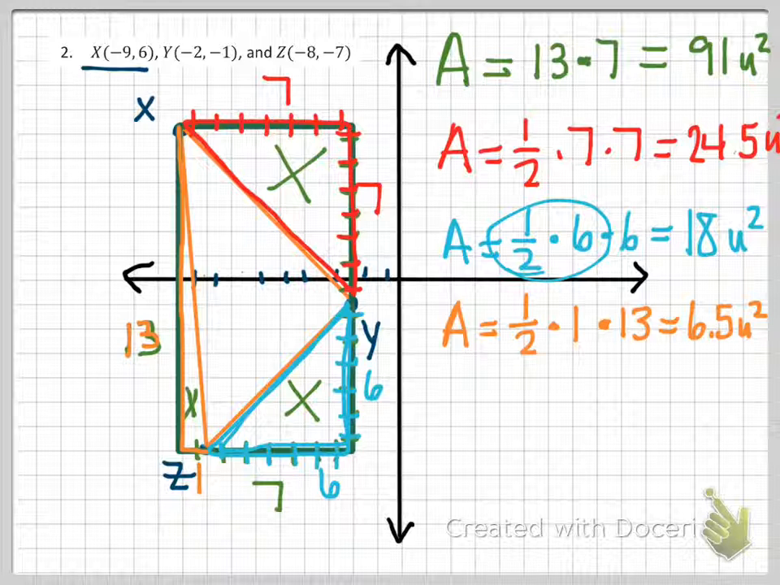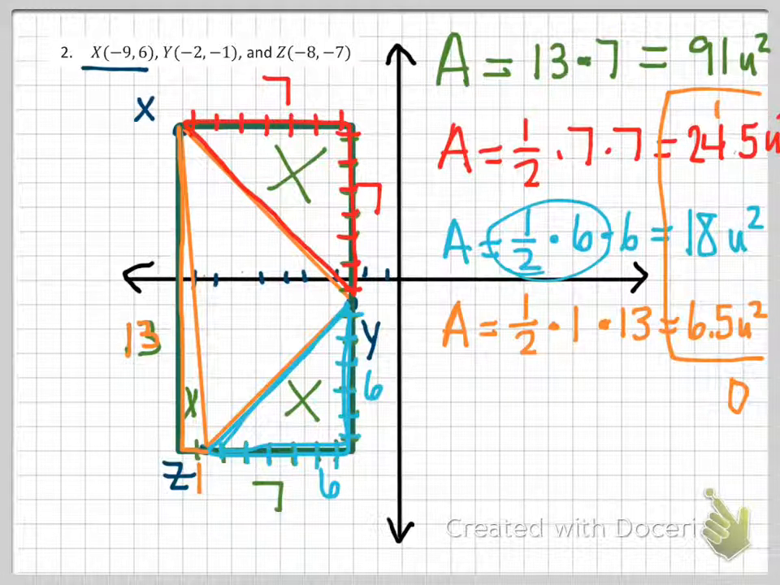All right, I need to add these 3 up and then subtract them from the area of the rectangle. So if I add 24.5, 18, and 6.5: 5 and 5 is 10, carry the 1, and then I have a 5 plus 8 is 13, plus another 6 is 19, carry the 1, and then I have 3, 4, and the decimal goes straight down. So 49 square units is the area of the triangles, which I don't want.